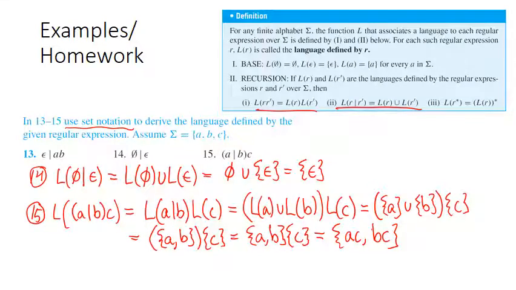Okay, so go ahead and pause the video and try number 13, and then check your answers in the back of the book.